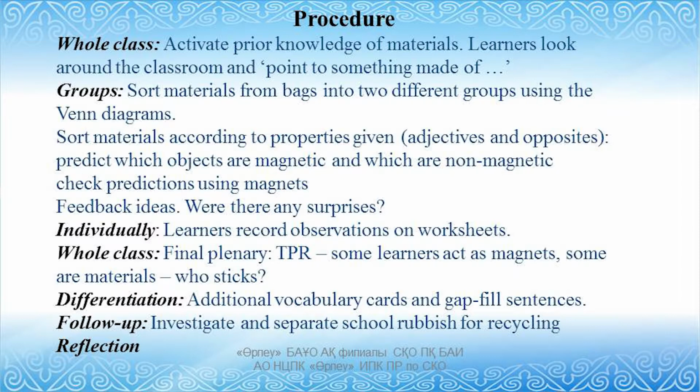So next, groups. Sort materials from bags into 2 different groups using the Venn diagram. So here learners work in groups together. It is communication part of CLIL, as you understand. Sort materials according to properties given. They work with adjectives and opposites, which you mentioned above in your language structures. And also they predict which objects are magnetic and which are non-magnetic, and check predictions using magnets.